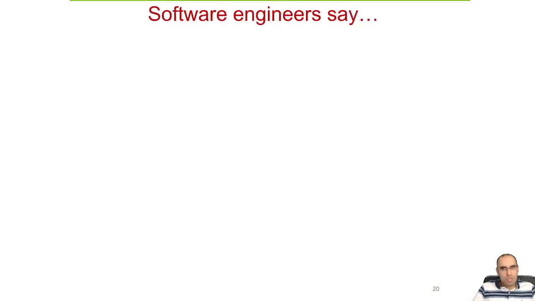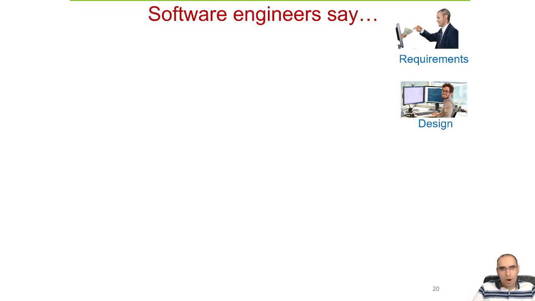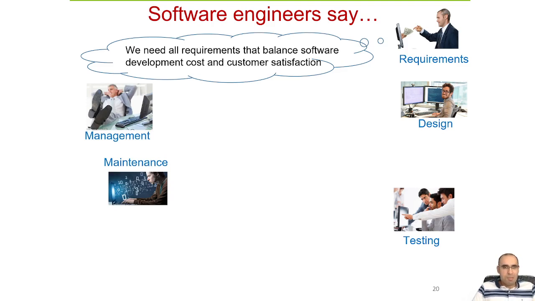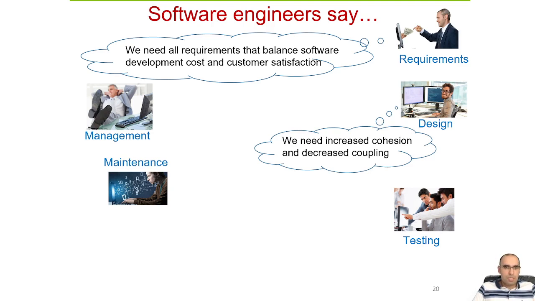Among software engineers, we can find people working on requirements, design, management, testing, and maintenance. People from requirements will tell you we need all our requirements implemented, and we need to balance software development cost and customer satisfaction. People from design would say we need increased cohesion and decreased coupling. We want to have high modularity of our system.